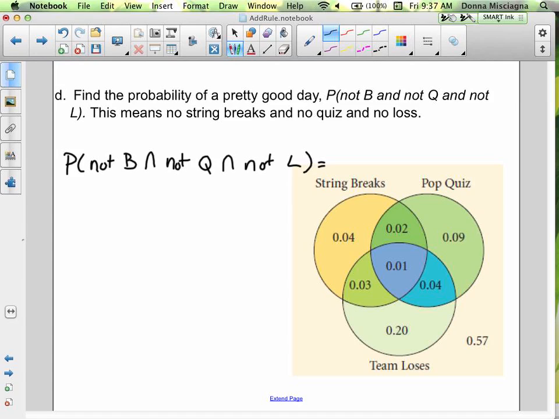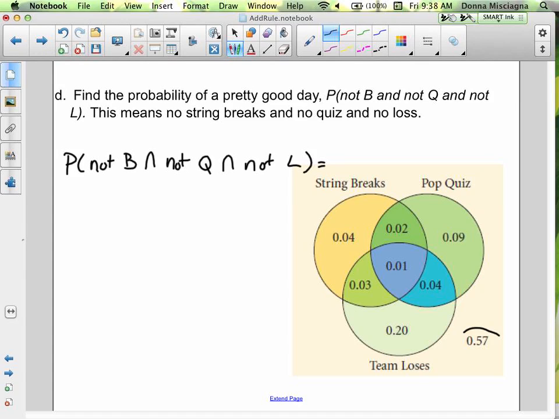So what would that one be? We don't have an orange 4, right? No orange 4. On mine, what would that one be? So the probability of not breaking your string, not having a quiz, and not losing. So I think that might be. Not sure? Okay. Yeah? 0.57.